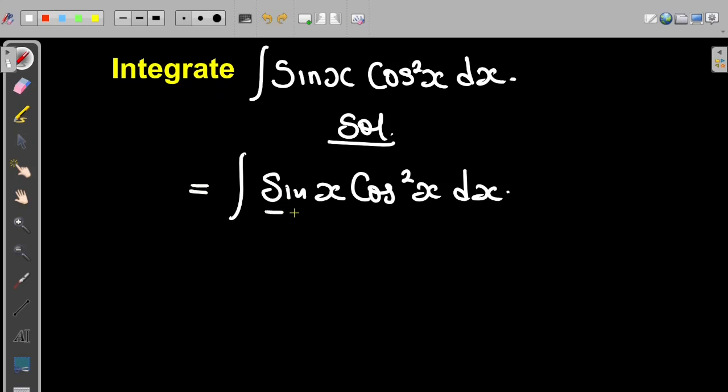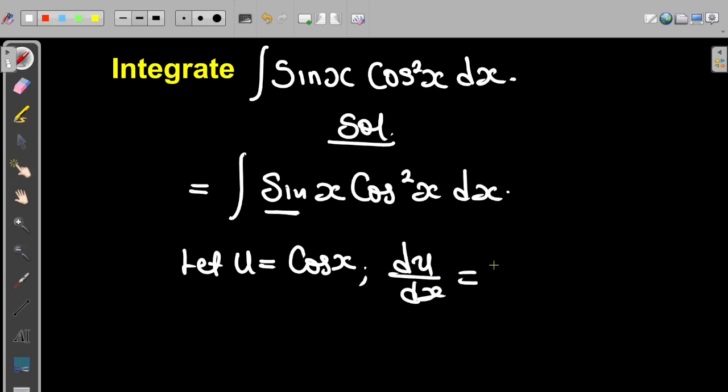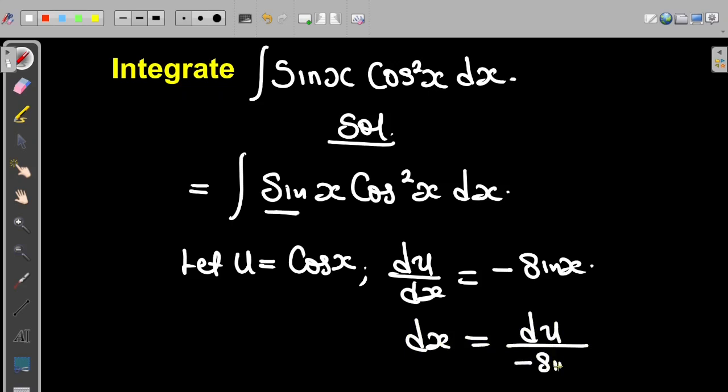So at this point, we have sine x. So therefore, we can say that let u be equal to cos x. Because if we differentiate u with respect to x, this will be equal to negative sine x. And therefore, dx can now be written as du divided by negative sine x.